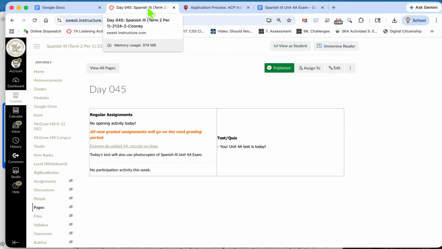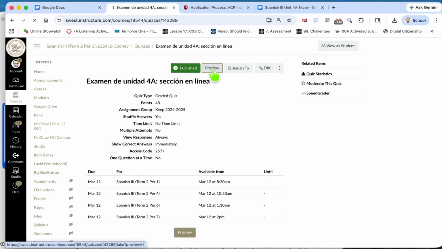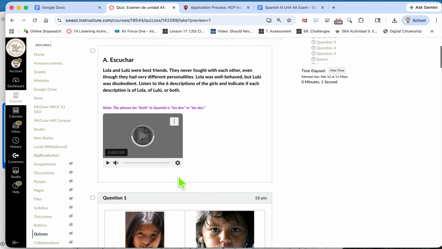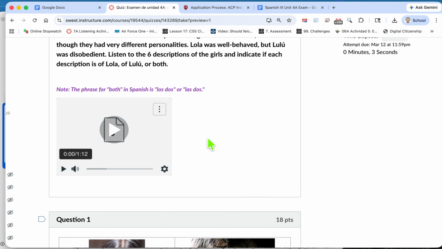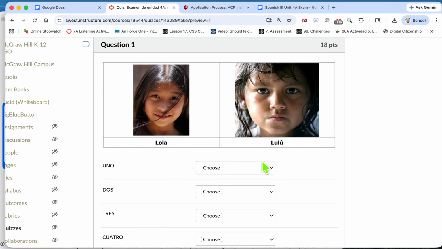Online then, what we had was, if we click on it, what went with it, we had a listening activity where they listened to different sentences that described either Lola, the well-behaved child, or Lulu, who was not a well-behaved child. And the sentences are all in the imperfect, and they are describing what kind of kids they were. And so you listen to the sentence and you decide, was that Lola, or was it Lulu, or was it both?